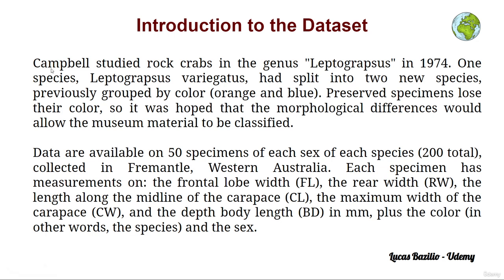It is taken from a paper published by Campbell. Campbell was a researcher that studied rock crabs in 1974, mainly the rock crabs of the genus Leptograpsus. One species, the Leptograpsus variegatus, had split into two new species, previously grouped by color, orange and blue. The preserved specimens lose their color, so it was hoped that the morphological differences would allow the museum material to be classified.